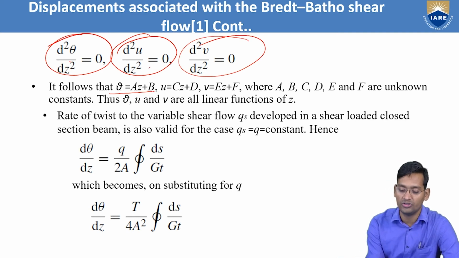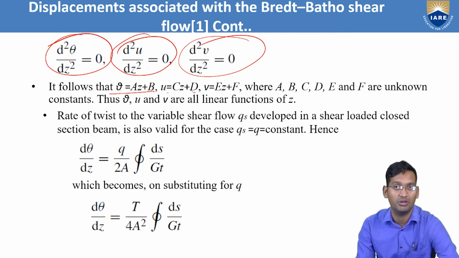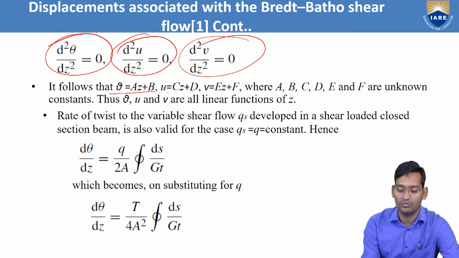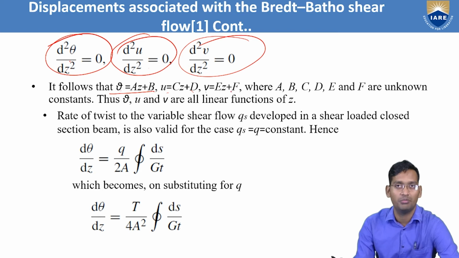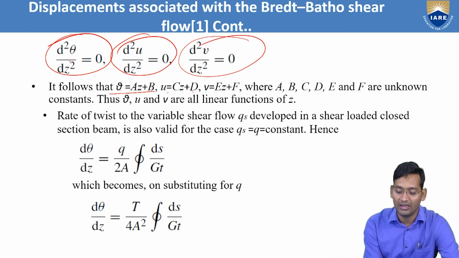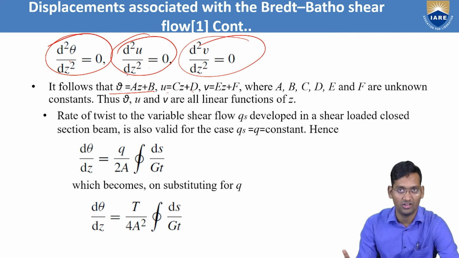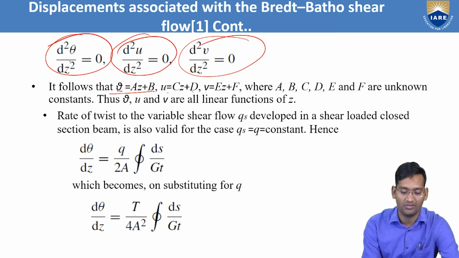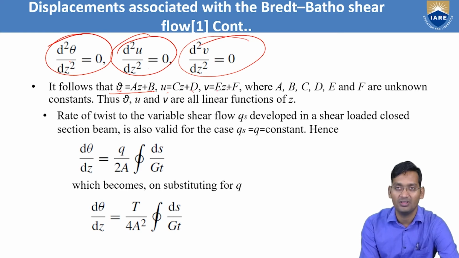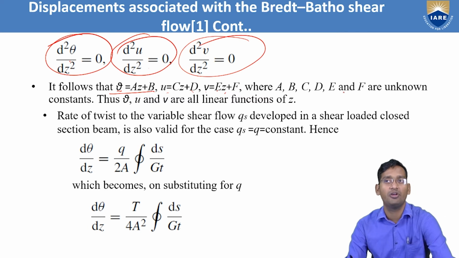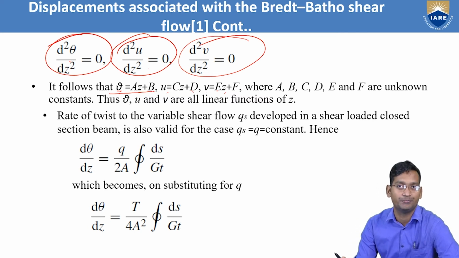For this differential equation the solution is u = cz + d. For this v, v = ez + f, where a, b are unknown constants for θ, c, d are unknown constants for u, and e, f are unknown constants for v. So a, b, c, d, e and f are all unknown constants.